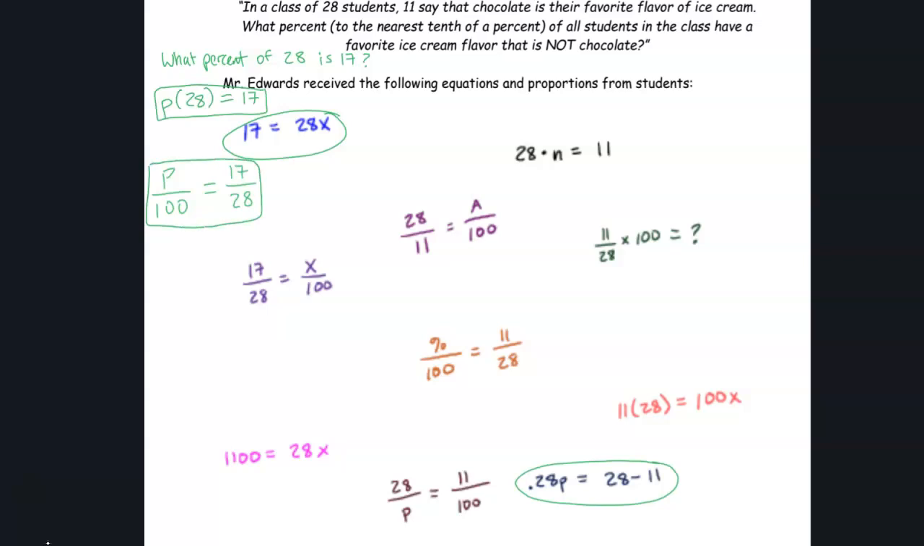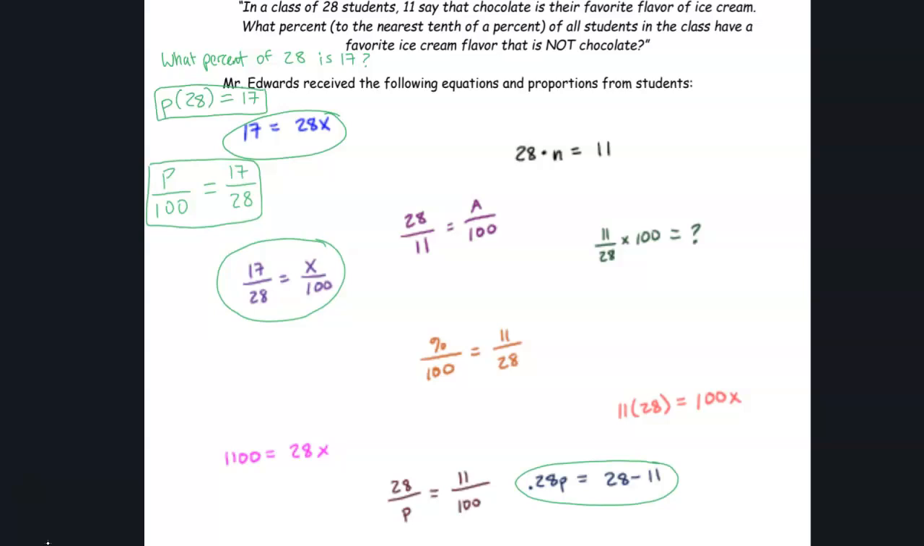So let's see if I see any that look like that. And so, yes, I am right below this actually. 17 over 28 equals x over 100. The only thing they've done is they've used x instead of p, which is perfectly fine. So that one works. That's a correct proportion here.